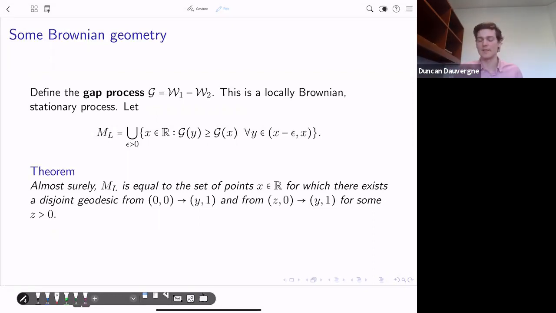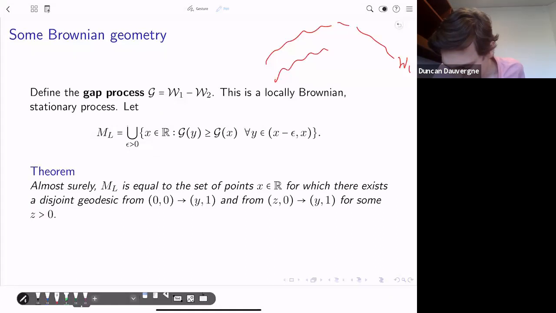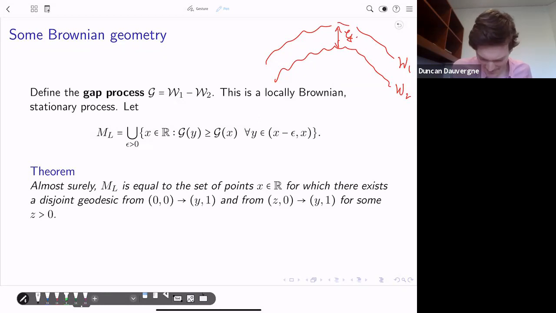I'll define the gap process of my parabolic Airy line ensemble, which is going to be the difference of the top two lines. So this is my W1, this is my W2. And my gap process G just goes between. And I'll define this set ML, which I wrote up with a formula, but it's probably easier to explain in words. These are just points, maybe points here, where you see a left-sided local minima. These are my left-sided local minima for the gap process G.